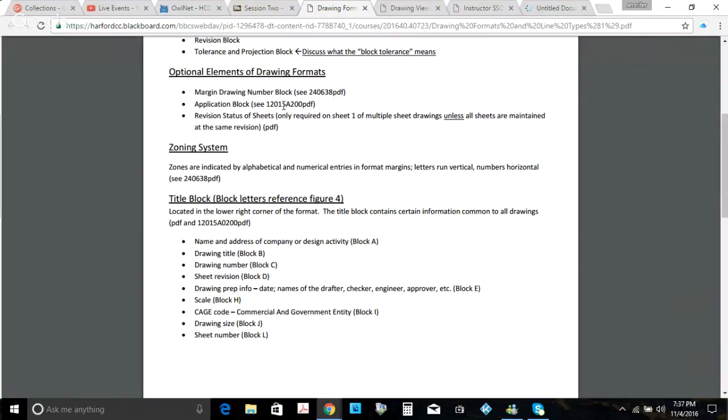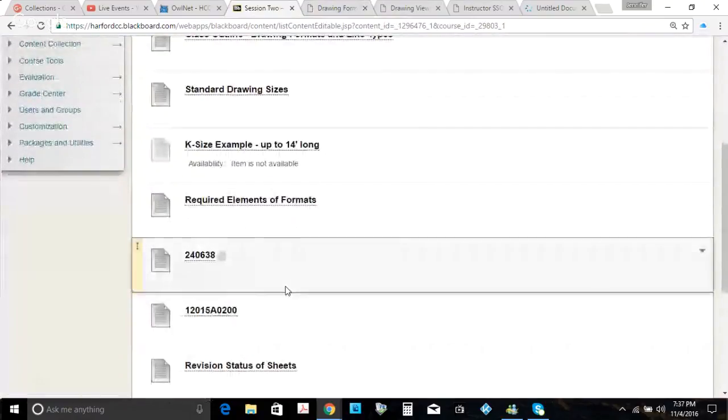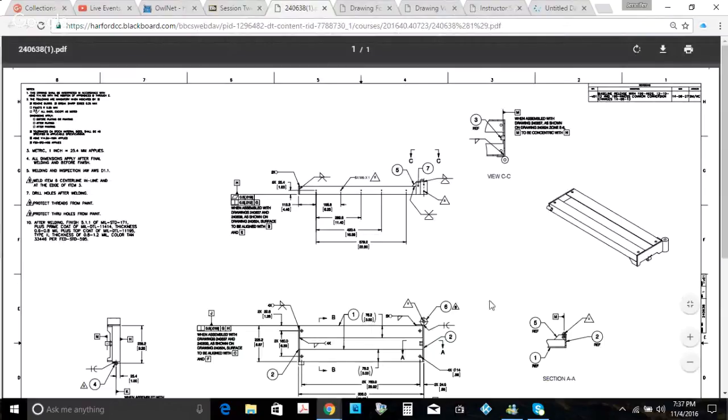And let's see. Let's go ahead and call up that drawing. Take a look at the zones. I'll keep it kind of zoomed here. Across the top here, we see the numbers. Across the right-hand side here, we see the letters.